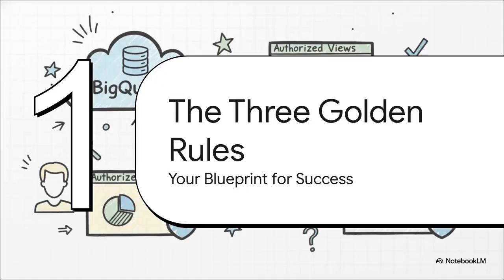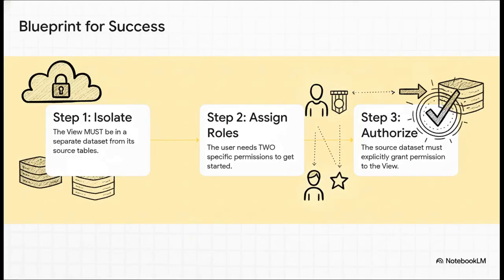All right, to make all this magic happen, you have to follow 3 rules. These are non-negotiable. Think of this as your blueprint for success. Get these 3 things right, and you're golden. Okay, rule 1, isolate. Your view has to live in a completely separate data set from your source data. The separation is the bedrock of the entire security model. Second, assign roles. The user is going to need 2 very specific permissions just to get in the door. And third, and this is the one everybody forgets, authorize. You have to go back to the source data set and explicitly tell it, hey, you can trust this view.